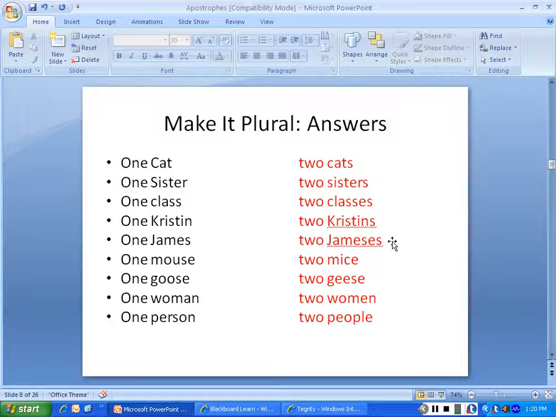One mouse becomes two mice. One goose becomes two geese. One woman with an A becomes two women with an E, and one person becomes two people.